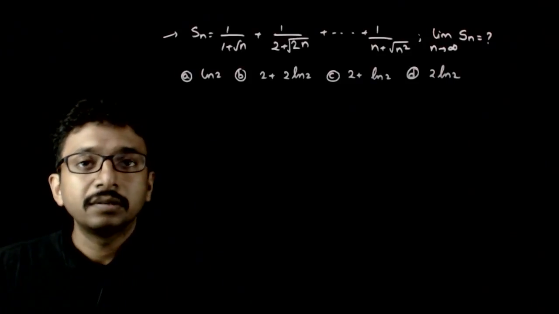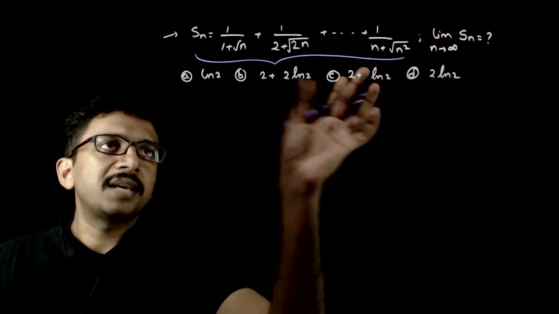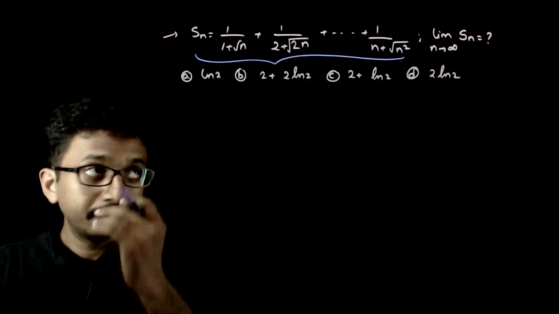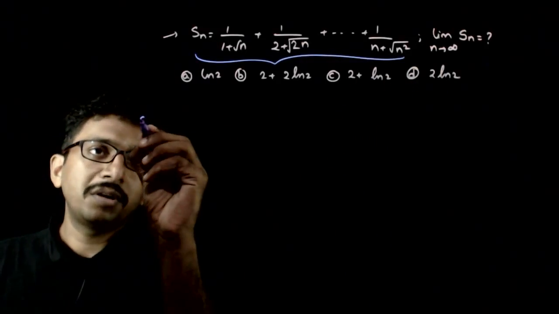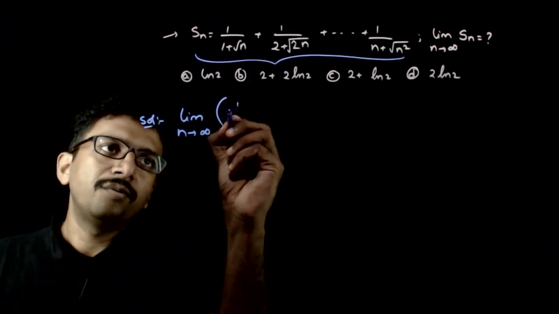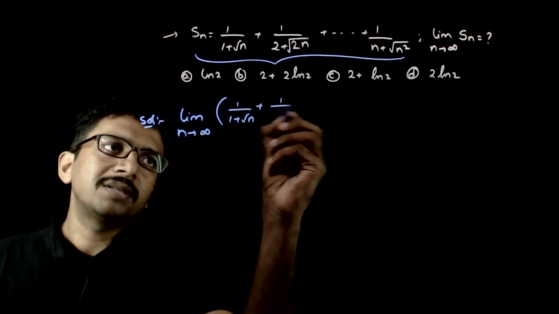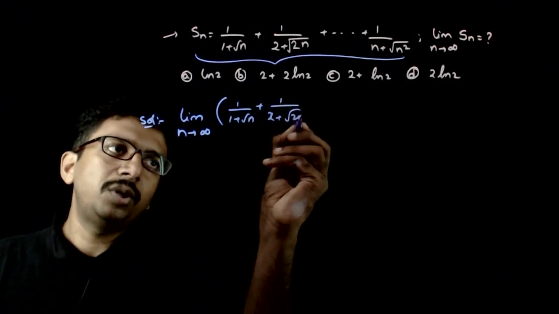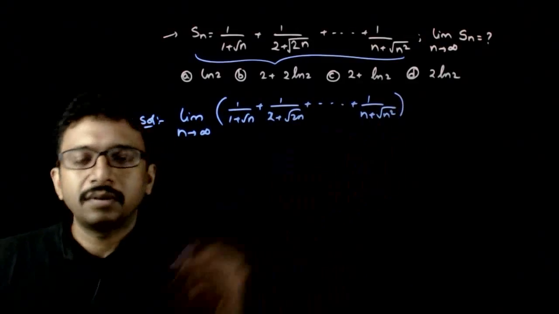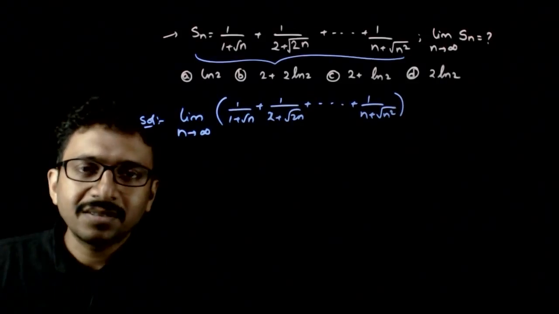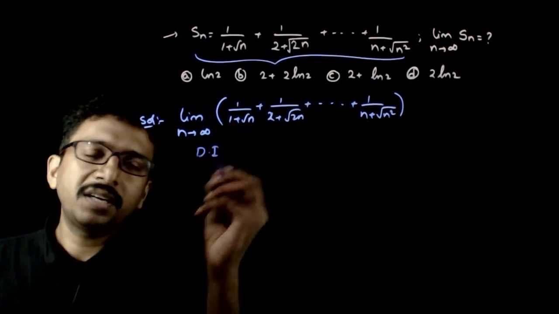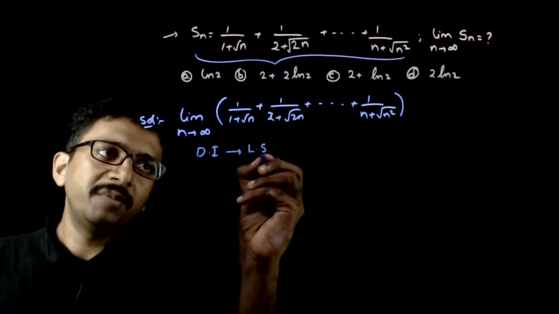So, welcome students. In this question you are asked to find the summation of the sequence as n tends to infinity. What you are asked to find is limit n tends to infinity 1 by 1 plus root n plus 1 by 2 plus root 2n plus so on plus 1 by n plus root n square. By the look of it, you can see that this is a question based on definite integration as a limit of sum.